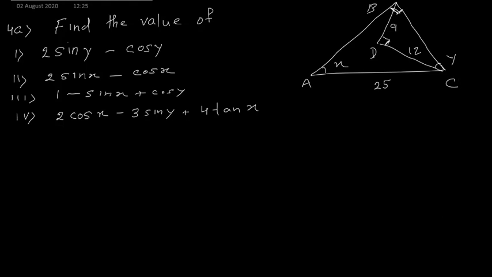And here we have to find first 2 sin y minus cos y, then 2 sin x minus cos x, then 1 minus sin x plus cos y, and then 2 cos x minus 3 sin y plus 4 tan x. So basically we have to find trigonometric ratios of angle x and angle y.